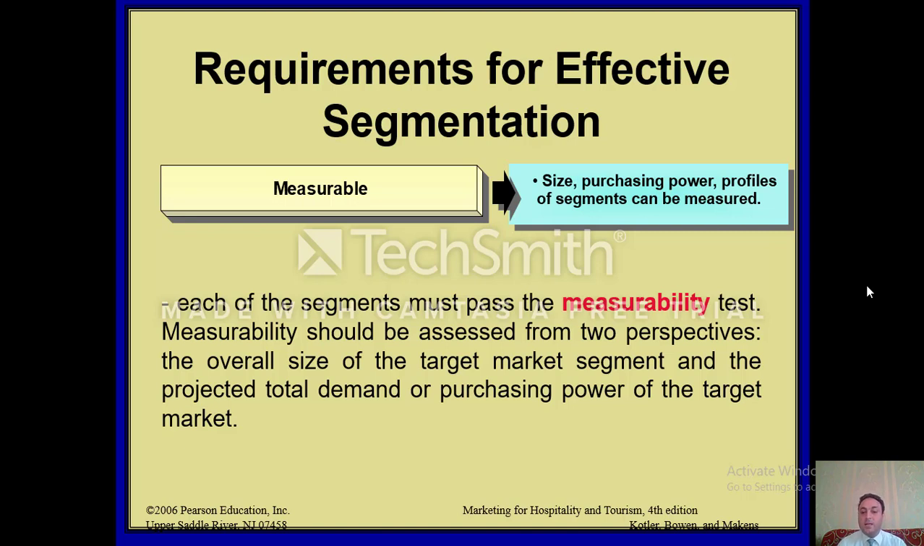Measurable means the size, the purchasing power, and the profiles of segments can be measured. Each of the segments must pass the measurability test, and measurability should be assessed from two perspectives: the overall size of the target market segment and the projected total demand or purchasing power of the target segment.